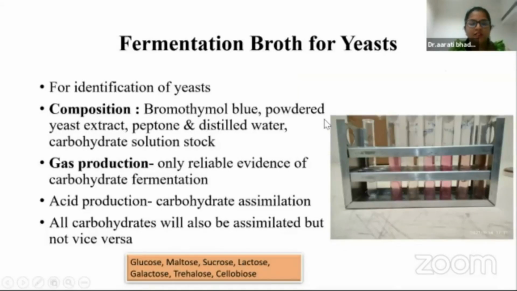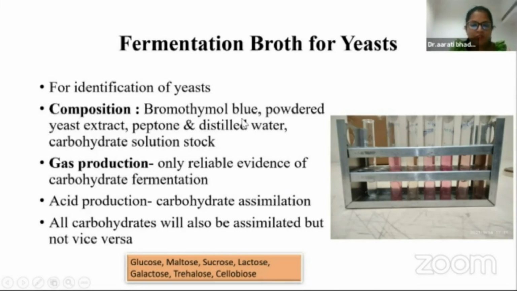So next is a biochemical test, fermentation broth for the yeast. All the yeast species, Candida species, can be identified by fermentation and assimilation. Fermentation tests can be done for the 7 sugars: glucose, maltose, sucrose, lactose, galactose, trehalose, cellobiose. These are the 7 sugars for identification of yeast.